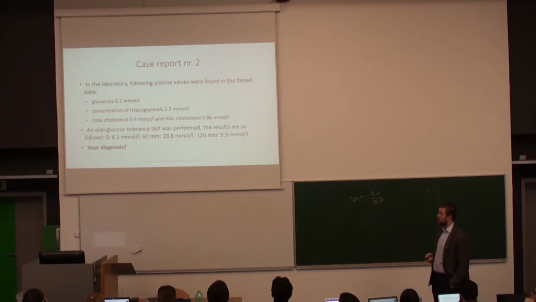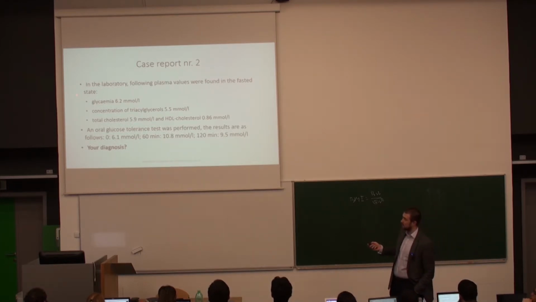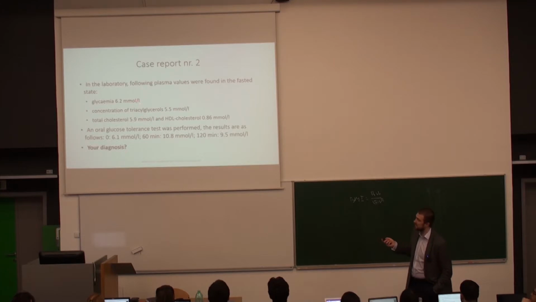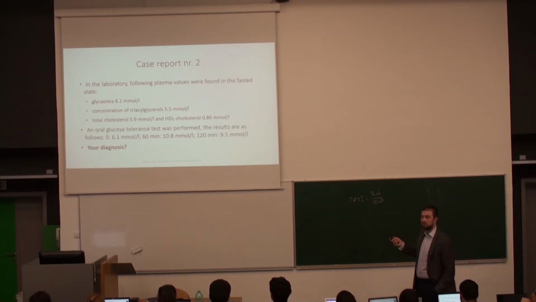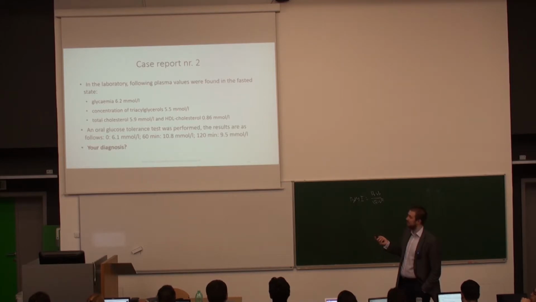If we look at the laboratory parameters, glycemia was 6.2, and it was the fasting value. So is it normal, higher, or lower? It is higher, for it should be around 5.6, the maximal value. Concentration of triglycerides, 5.5: normal, high, low? Physiological is around 1.7, the maximal value. Total cholesterol 5.9, and HDL cholesterol 0.86. So normal, too big, or too small? Total cholesterol is too big, and HDL is too low.